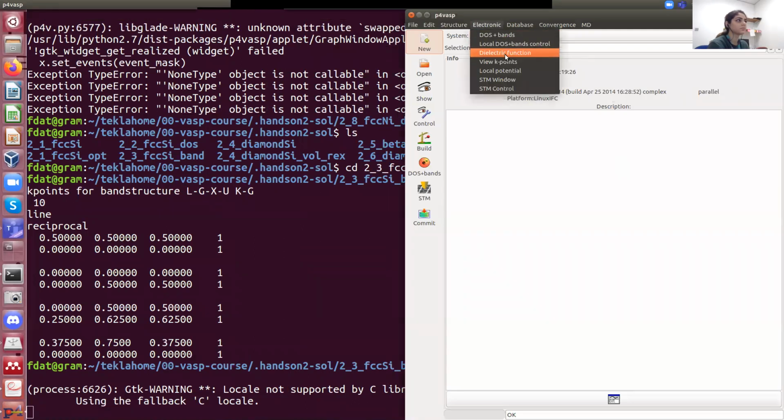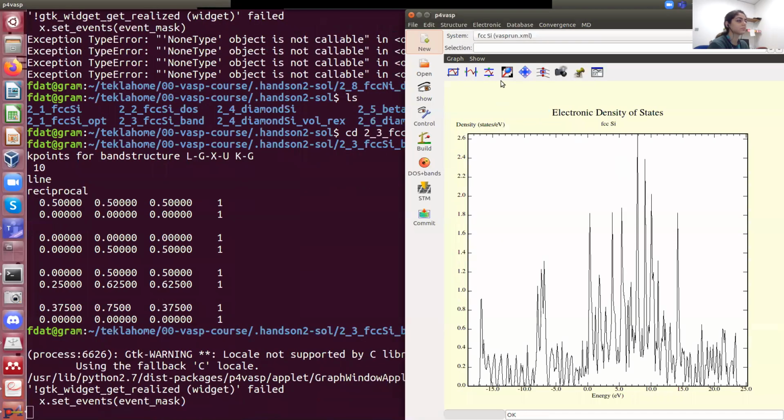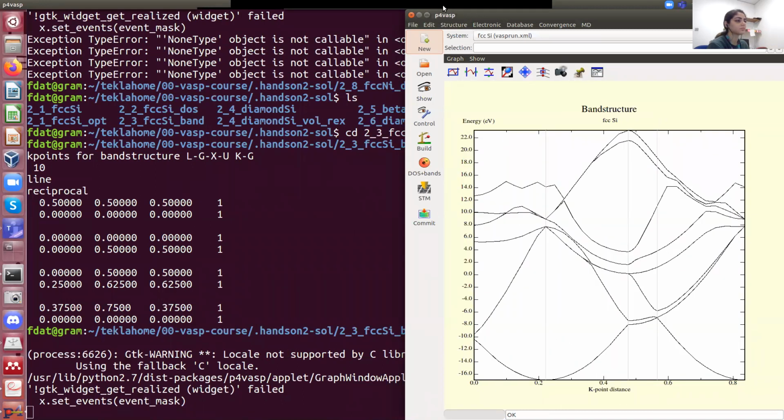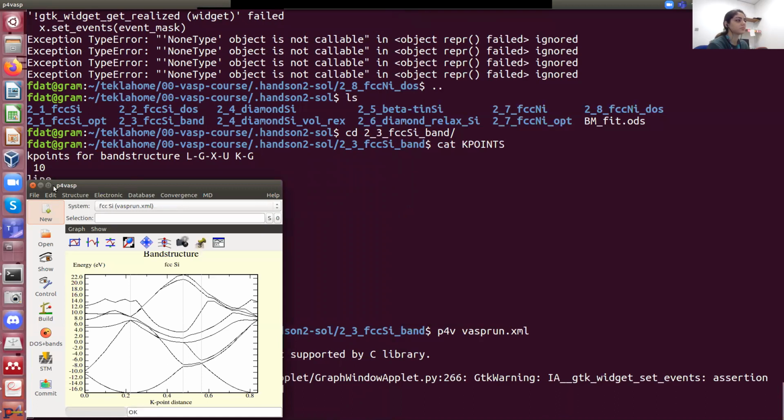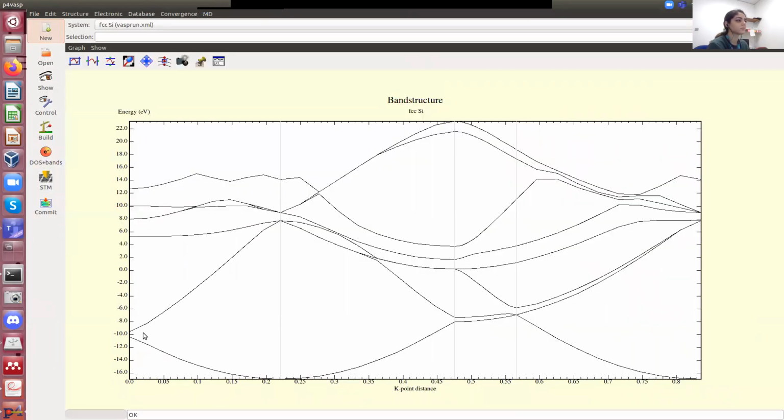Because if you go now to electronic, there is the zoom, and now you go to DOS plus band, and then you show band. Yeah, you see that now the bands are much better, much more continuous. But why? Because of the k-points position. Here I think you're using the tetrahedron method, so you are interpolating, and you see that they are interpolating rather smoothly.